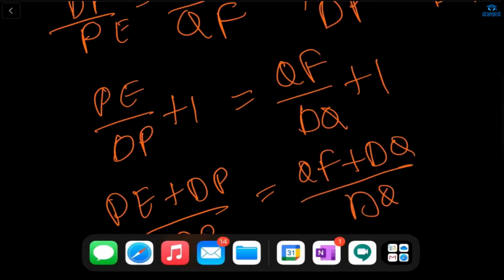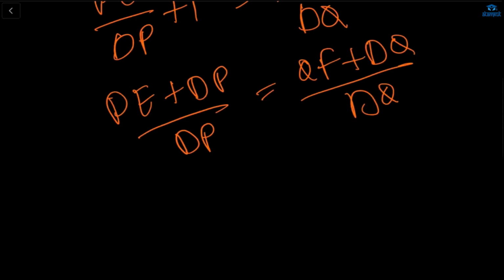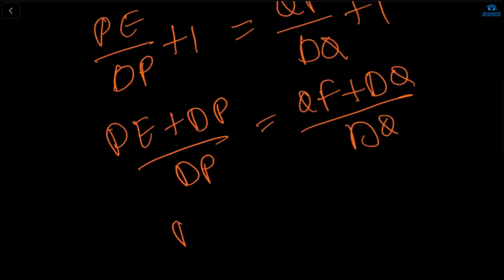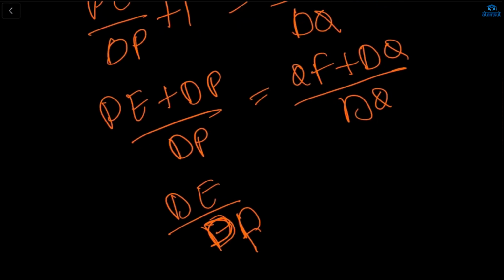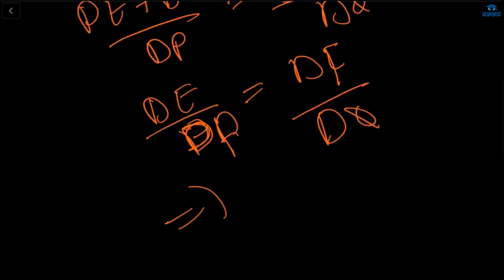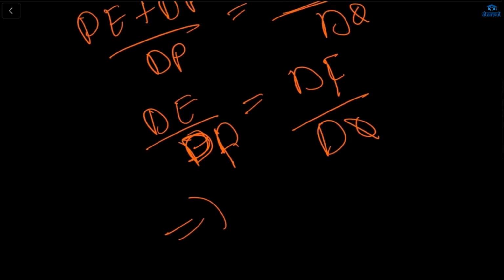Now what we have got here: PE by DP, you get the whole DE side. So it will be DE by DP is equal to DF by DQ. Which will imply, you can again take the reciprocal, or you can see DE by DP is equal to DF by DQ.